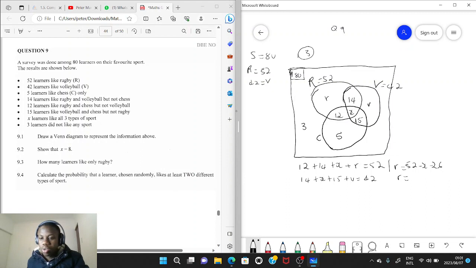And then R is equivalent to, what is 52 minus 26? 52 minus 26 is 26. We have 26 minus x. That means at this position, we have 26 minus x. Remember, x was given in this case, right?